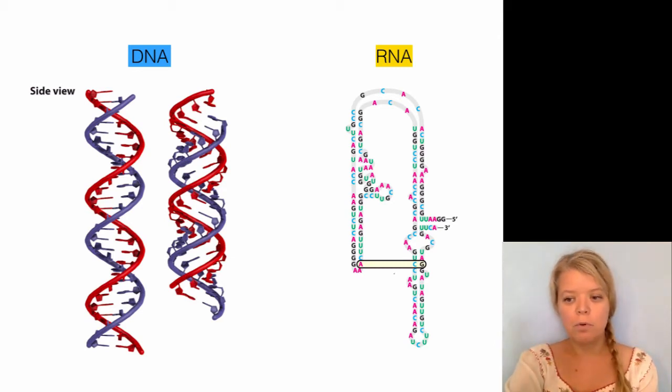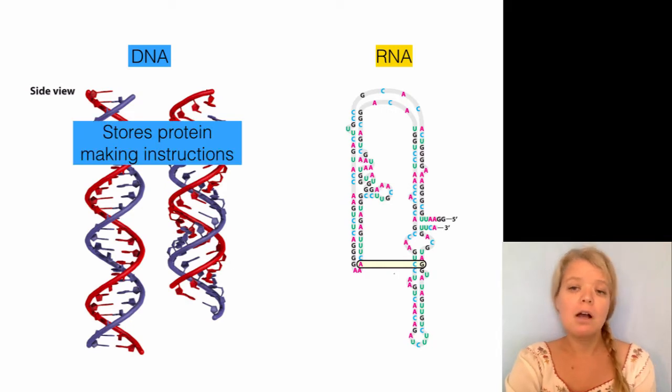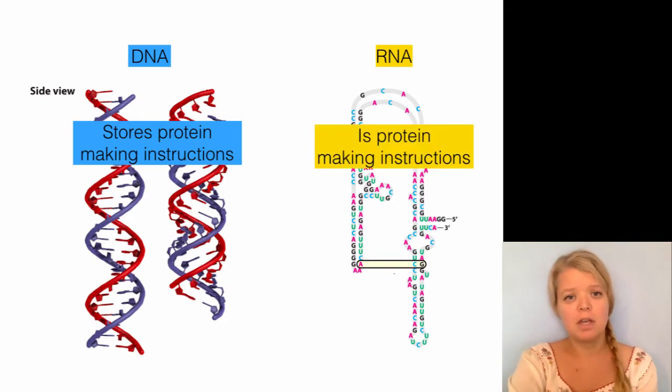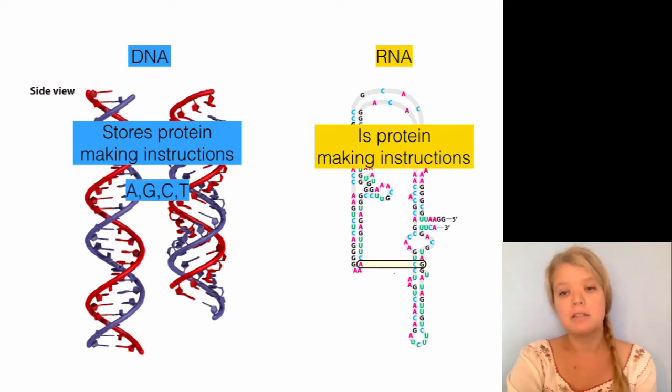assets, the polynucleotide chains with the nucleotides assembled in various shapes and forms. And this is just a slide comparing the two. I'm sure this is a review. So DNA stores protein-making instructions, and RNA is largely used to make protein, is the protein-making instruction. DNA uses AGCT, RNA uses AGCU.